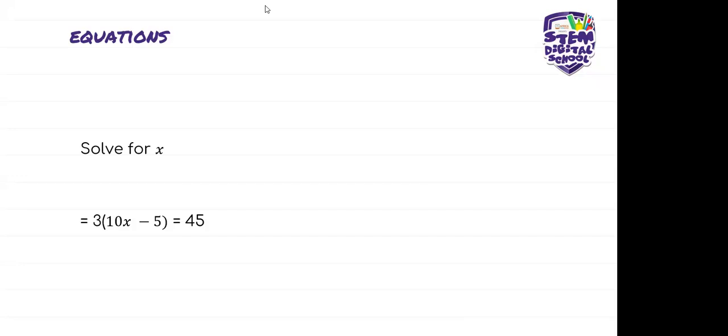And then I took the 15 to the other side, and then I got 30x equals 45 plus 15. And I added that and it gave me 60, then I took the 30 and divided it with the 60, and I got 2. So x is equal to 2.